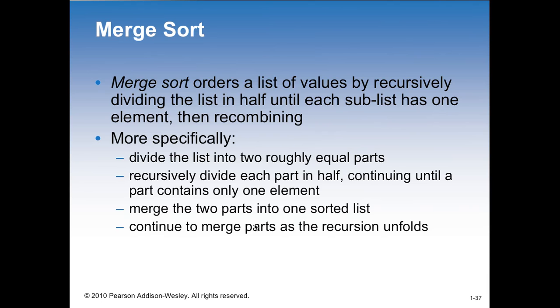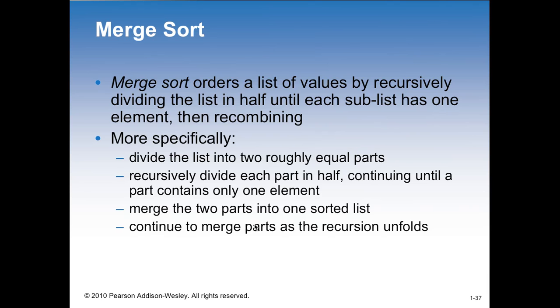More specifically, divide the list into roughly 2 equal parts. So you don't pick an item, you just say, take this list, put it over here, take this half, put it over here. So you're not finding a middle. You're not doing any criteria to select the partitions. I'm handing you a stack of papers, and I'm handing you a stack of papers. Recursively divide each part into half, continuing until the parts contain only one element. Merge the 2 parts into one sorted list.